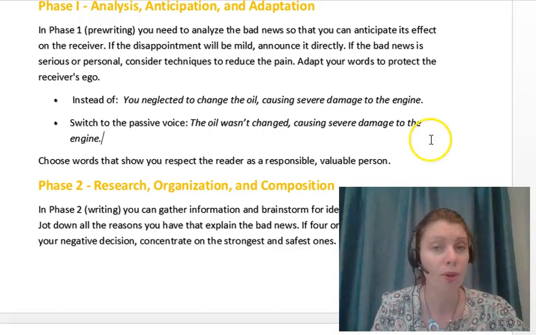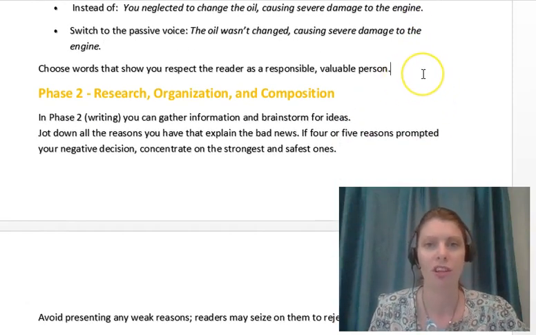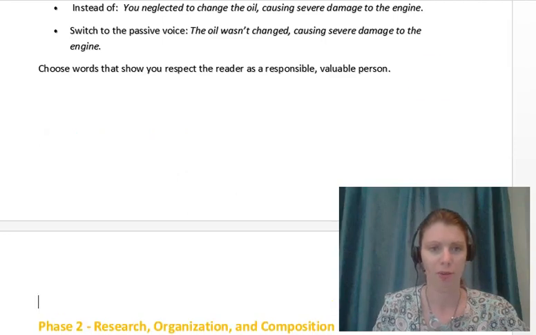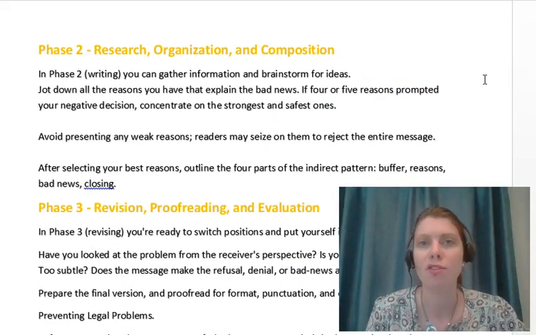Now, phase 2 is research, organization, and composition. Okay, phase 2. In phase 2, this is your writing phase.